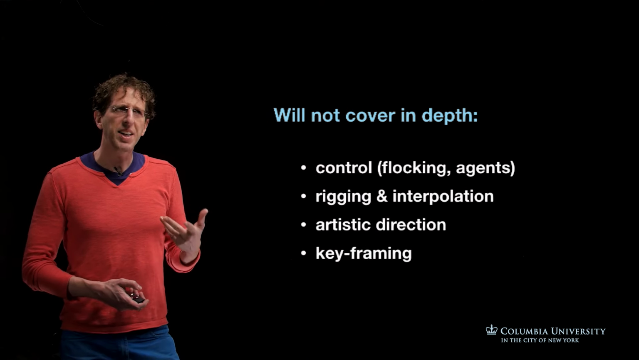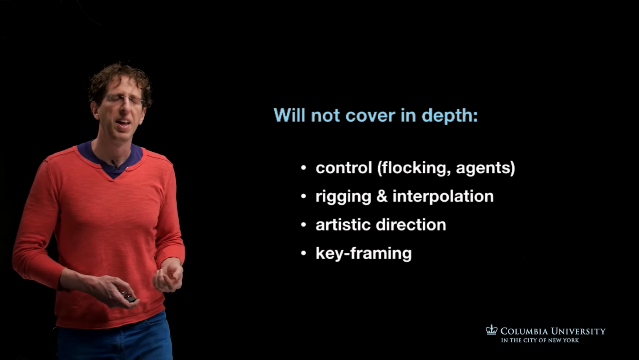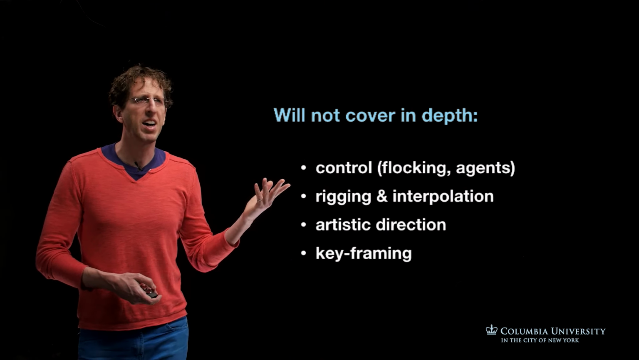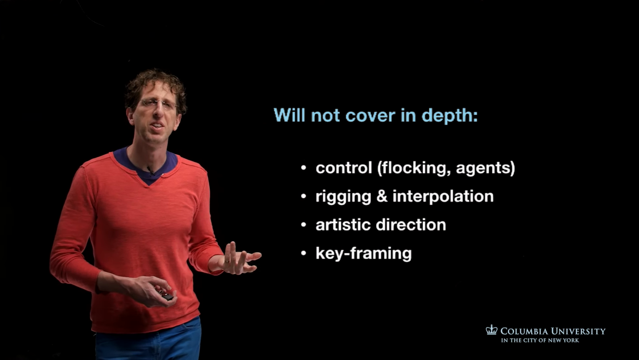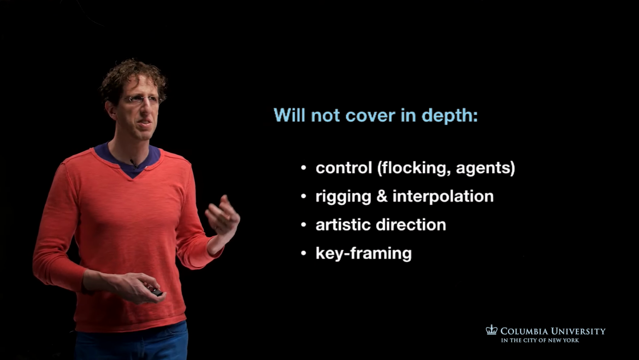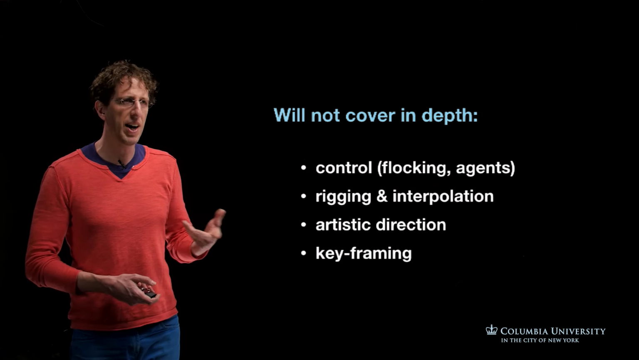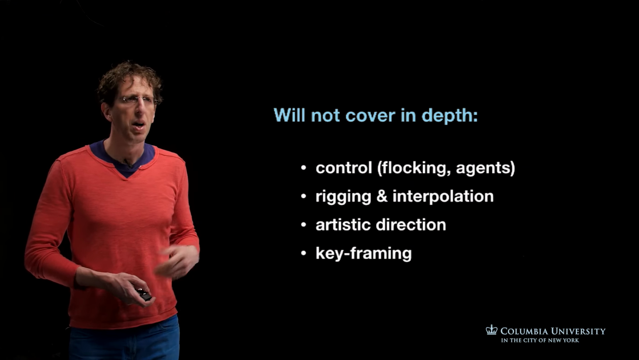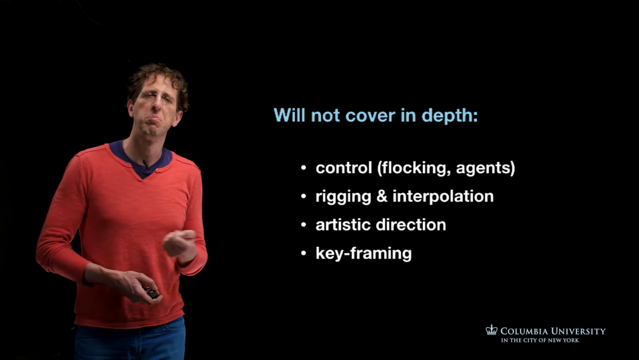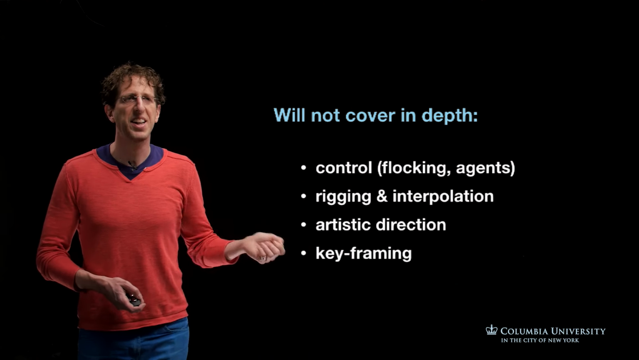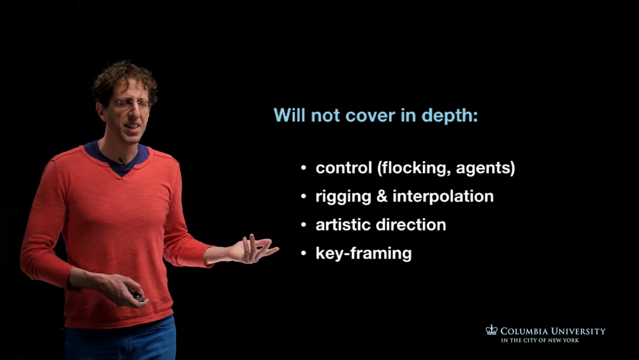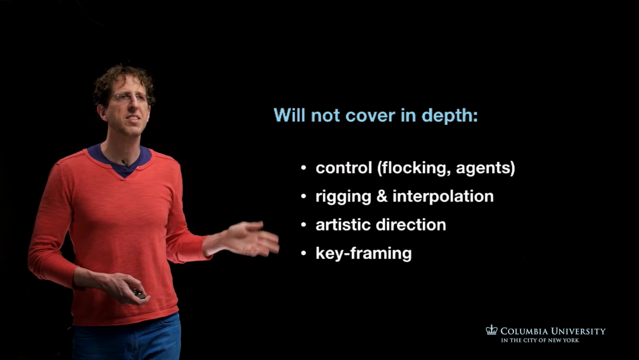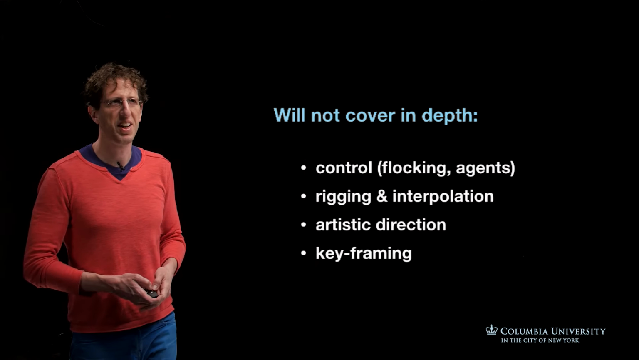Now, we're not going to get a chance to look in depth at other artistic aspects of animation. For example, we won't have much of a look at emergent phenomena such as flocking or agent behavior, crowd behavior, or in general, we won't look at control of physical systems. We also won't look at rigging and interpolation, which are necessary for editing existing animations, or artistic direction. We're only going to give a light lip service to that, and keyframing. So for these topics, I'll ask you to turn elsewhere.